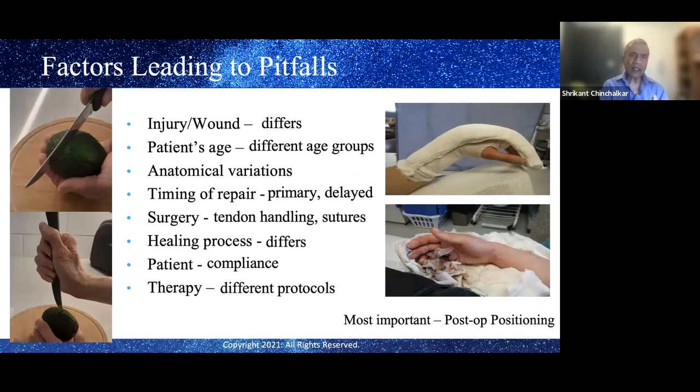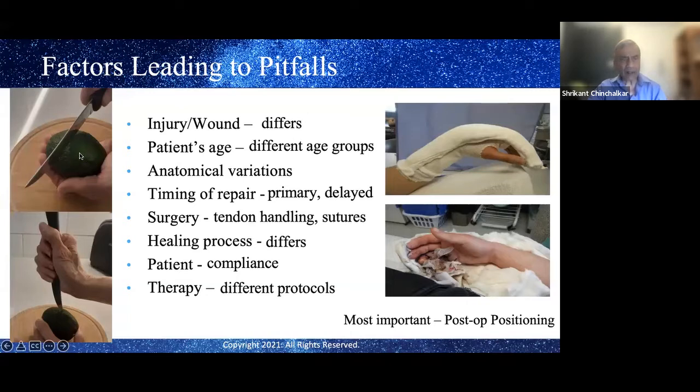Now let's look at the factors that lead to pitfalls of tendon rehabilitation. One, we know that not all injuries and wounds are the same. Some people have ragged injuries, some people have guillotine type. So we can see that the injury or wound that patients have following a transection of the tendon, by whichever means, will differ.